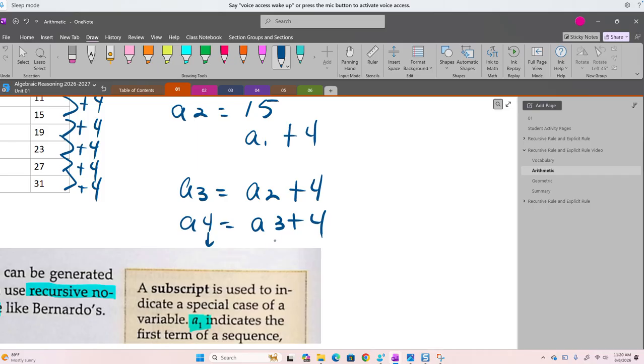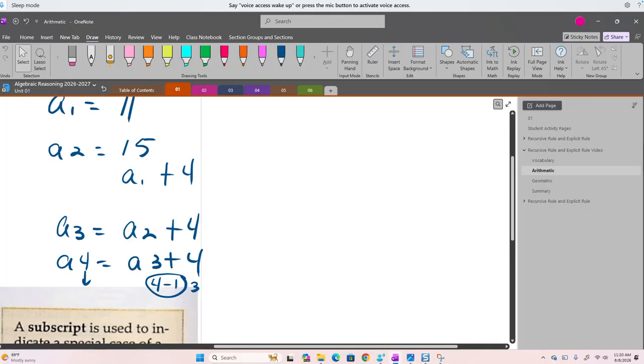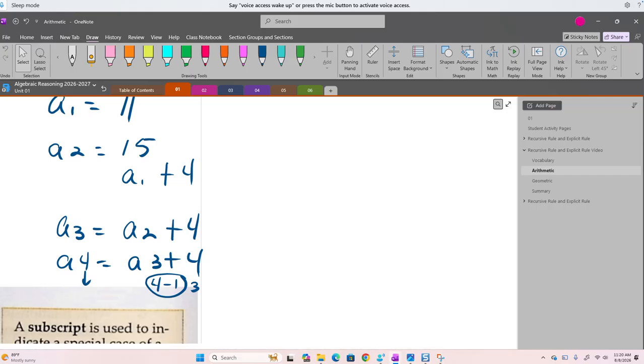What is this? This is n, which is 4 minus 1, gives us 3. That's why they write it that way. Okay? All right. So that is everything for our recursive rule. Now we're going to take our recursive rule, and we are going to find our explicit rule.